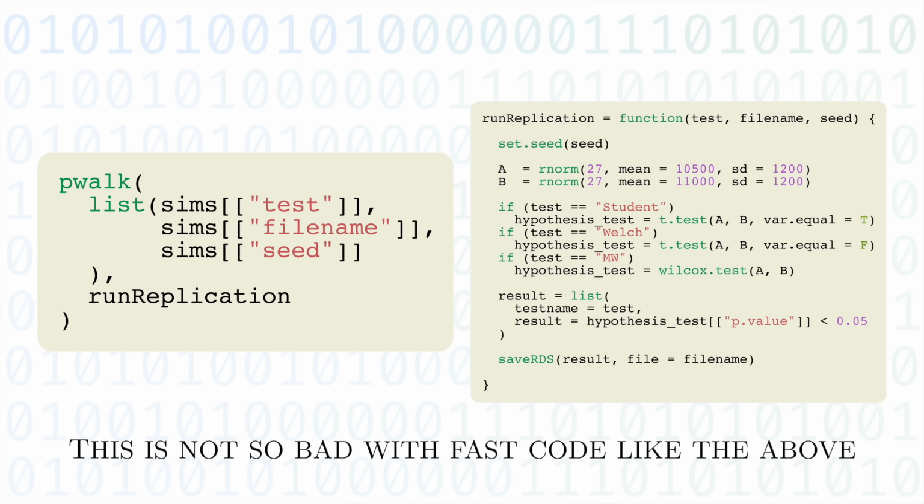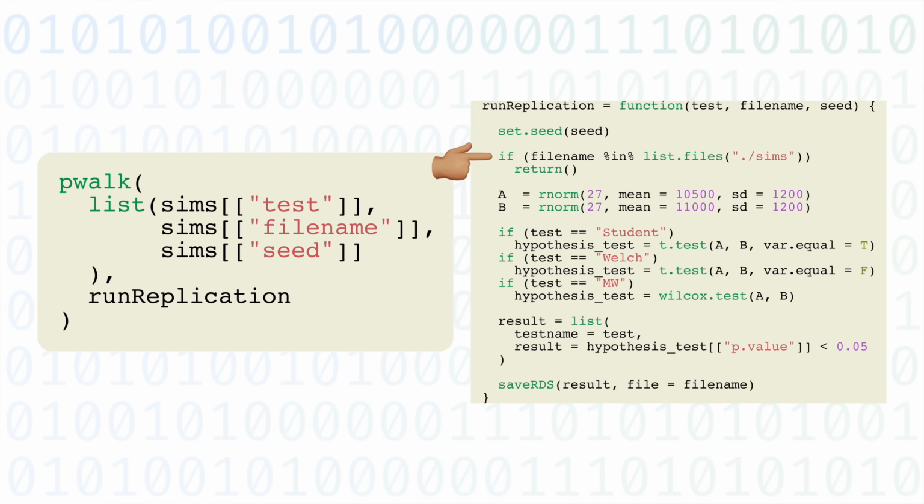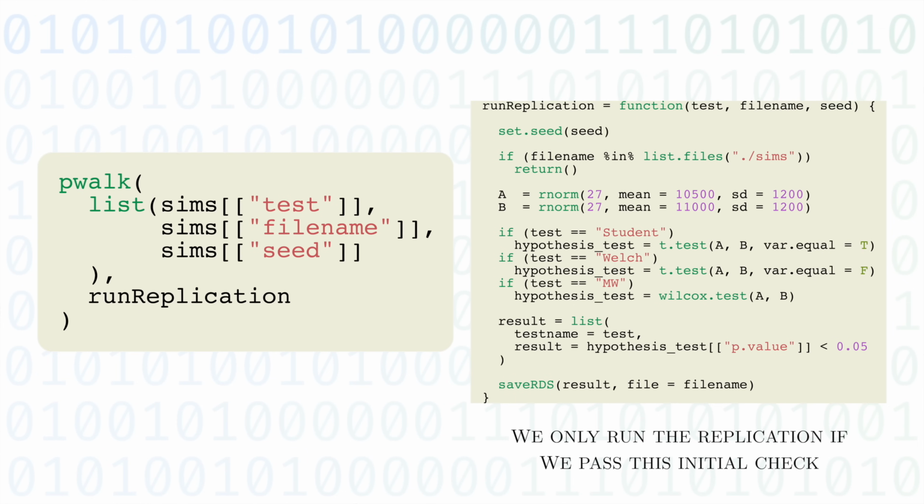In this particular example, it wouldn't take that much time to run, but for your own simulations, a single replication might be really time-consuming, on the scale of minutes. It would be better to implement a check so we don't redo work we've already done. If the file name for the replication is already in the directory I created, then we return out of the function. If not, we'll continue to do the rest of the code.